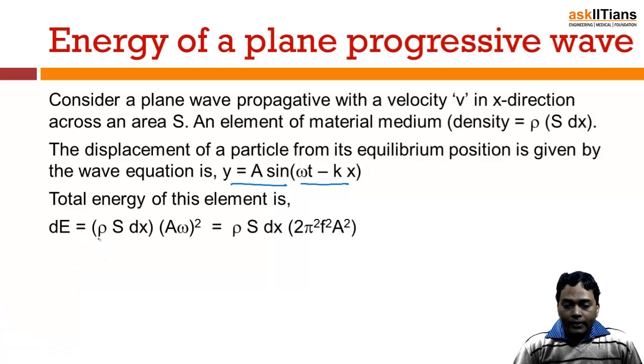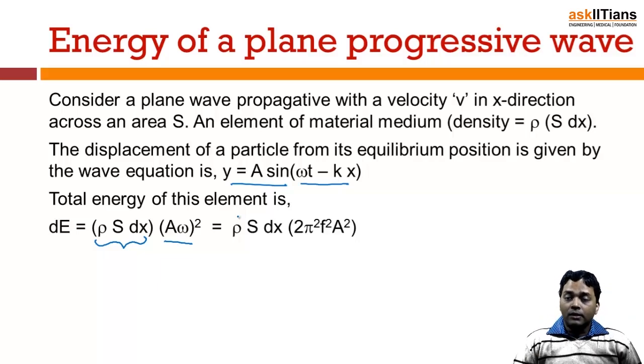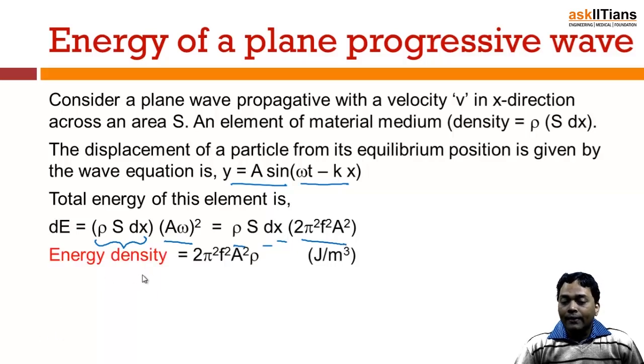How? So rho S dx, this is nothing but the mass. Mass we know, and for velocity squared, half m v squared is how we define it, right? So a omega, where a is basically the amplitude, into the angular velocity, whole squared. If I simplify that, that gives me rho S dx into 2 pi squared f squared a squared.